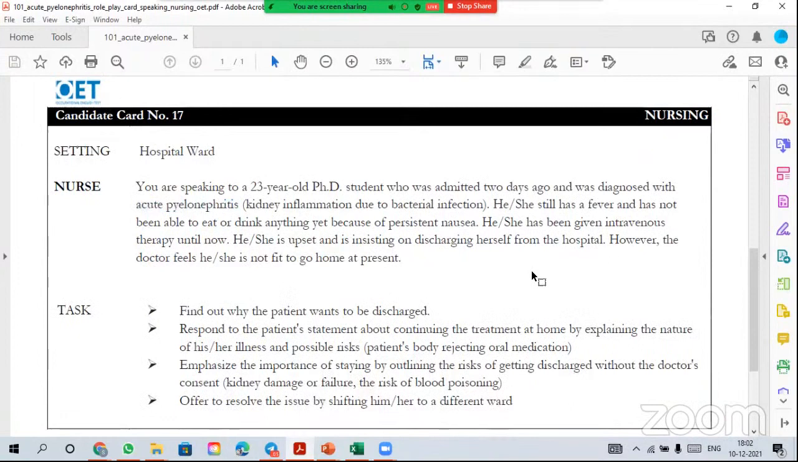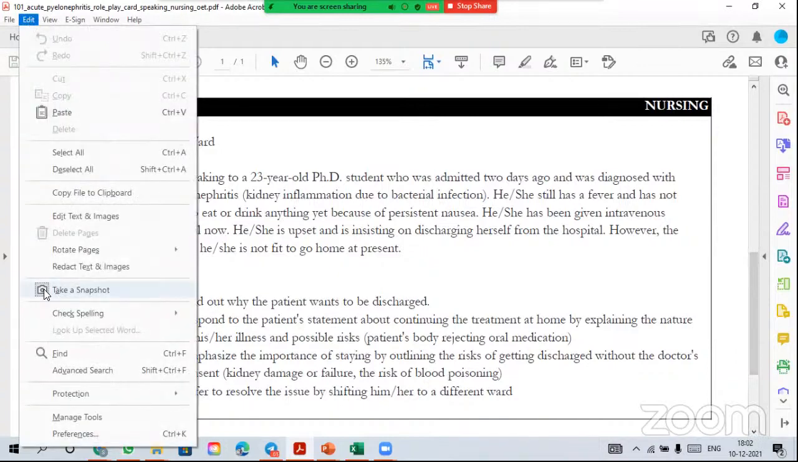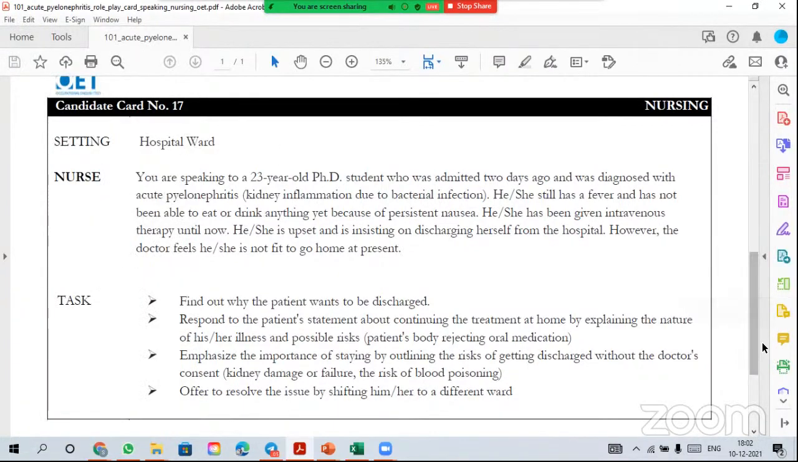This is the role play card. So the setting is hospital ward. It's about a 23-year-old PhD candidate who was admitted 2 days ago. And he was diagnosed with acute pyelonephritis, which is otherwise explained as kidney inflammation due to bacterial infection.